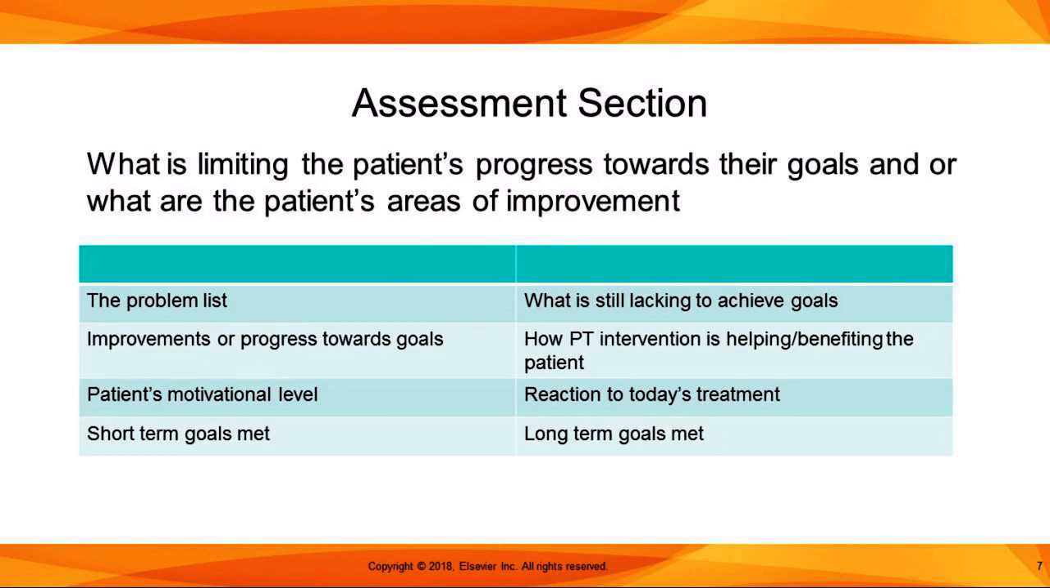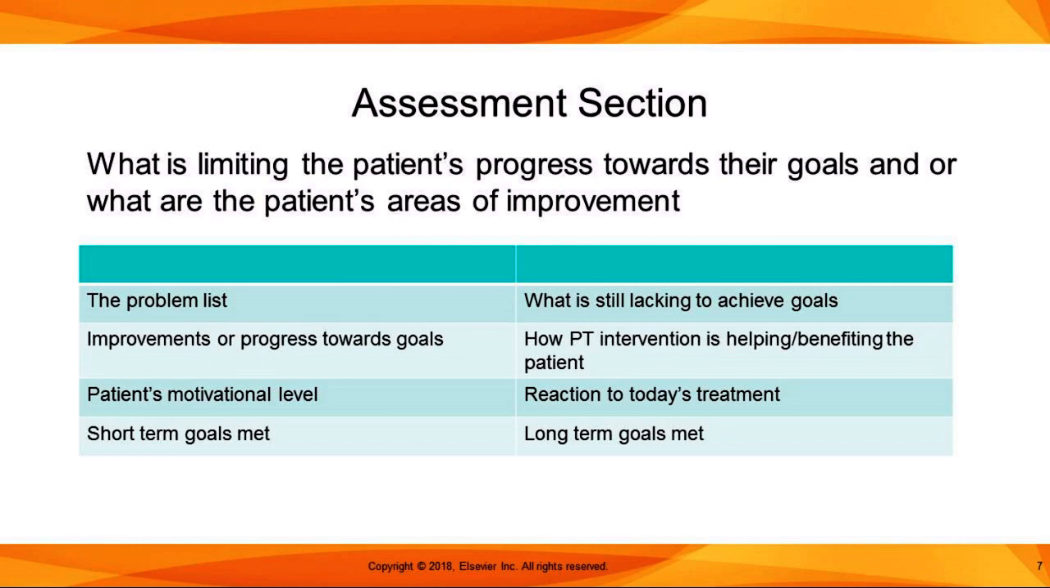And then you want to say what's still lacking to achieve the goals. So say, patient was able to actively flex right shoulder to 140 degrees today, but is still most restricted in abduction and external rotation in a capsular pattern. So maybe we need to do some things that are going to affect the joint capsule.